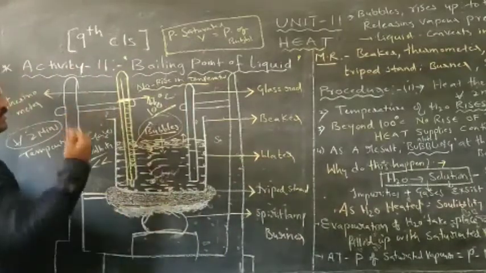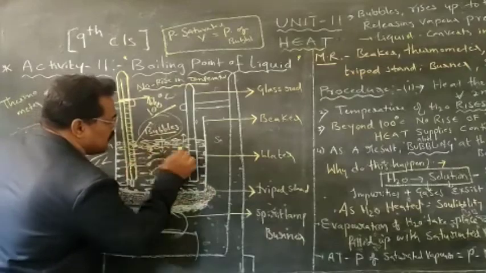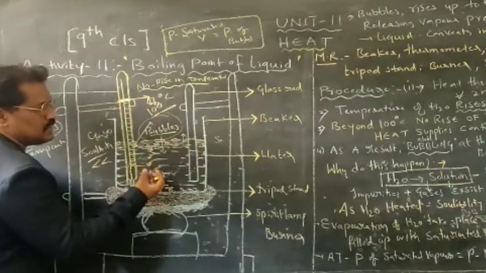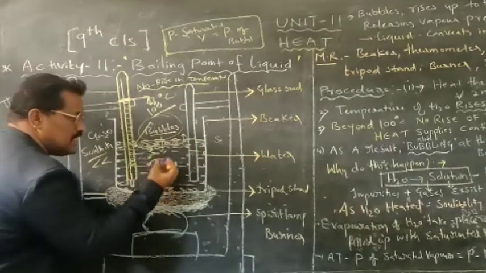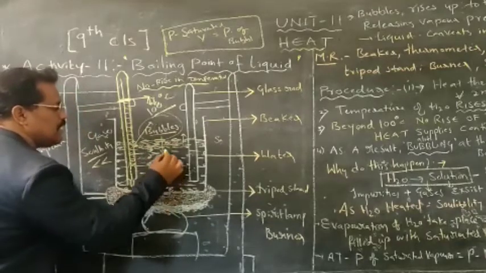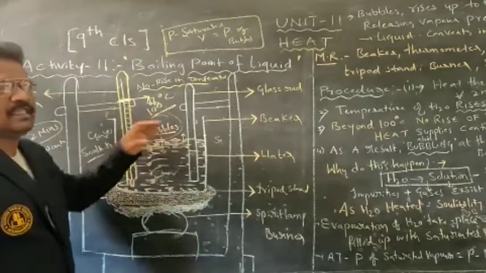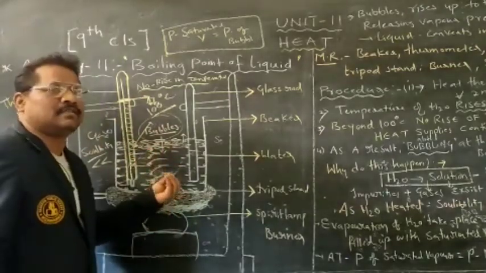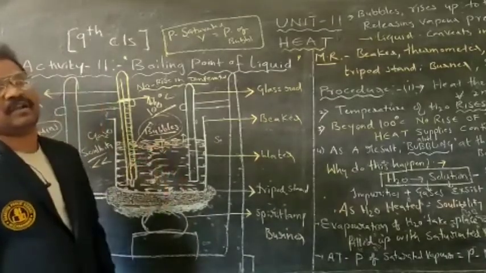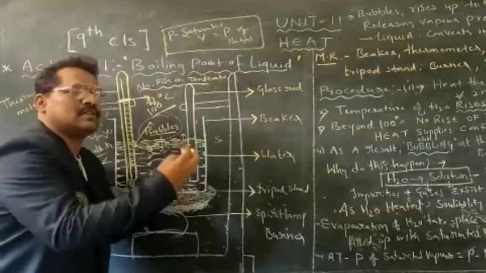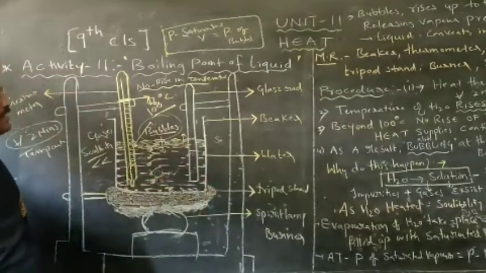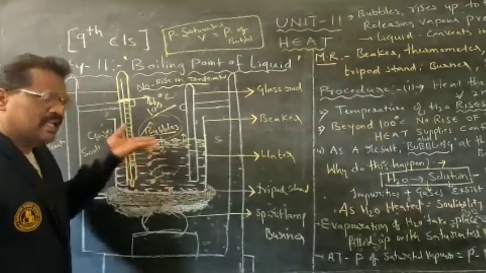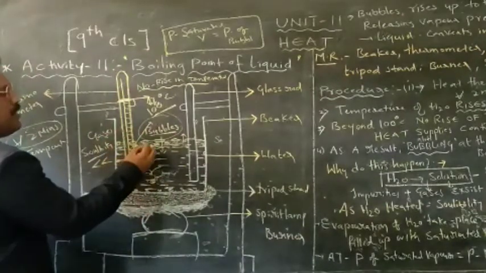As we are heating continuously, the gases present in this water slowly rise up. The solubility of gases reduces gradually as heat is supplied to the water in the beaker. As temperature increases and heat is absorbed by the water, the solubility of the gases in the water slowly reduces. Due to that, evaporation of water takes place, due to which bubbles are formed.